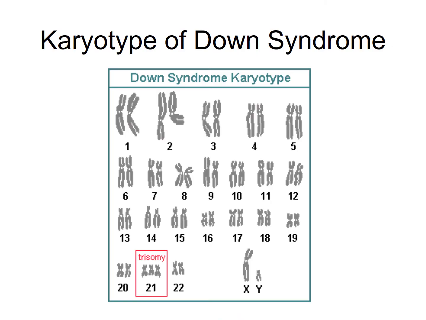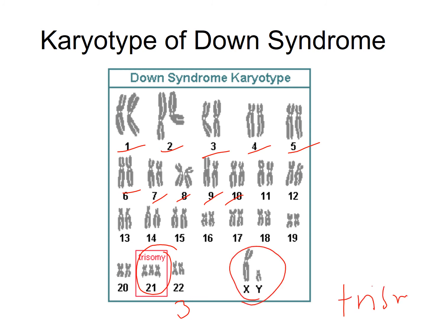So this is if you have Down syndrome. So it was like, okay, 2, 2, 2, 2, 2, 2, 2, 2, 2. Everything looks normal. But all of a sudden we get to number 21. We had 3. Remember, that's called trisomy. But is this a girl or boy? This is a boy because it has an XY.